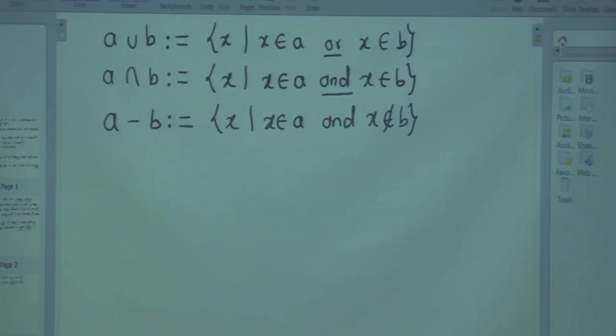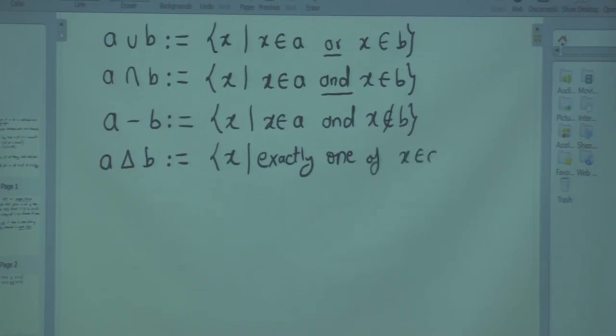A triangle B, okay. A triangle B is the symmetric difference operator, right? So, what is the definition? X such that what? You know symmetric difference? No? It is A minus B union B minus A. So, that means exactly one of X belongs to A and X belongs to B holds. In other words, it is simply A minus B union B minus A. Any other operations that you know?